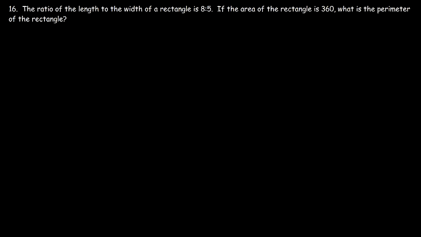Number 16. The ratio of the length to the width of a rectangle is 8:5. If the area of the rectangle is 360, what is the perimeter of the rectangle? So let's begin by drawing a picture.